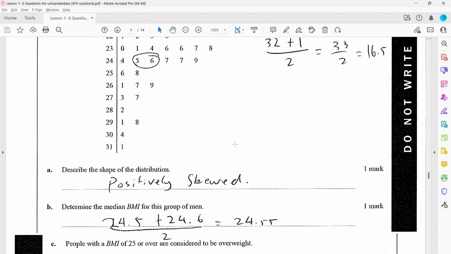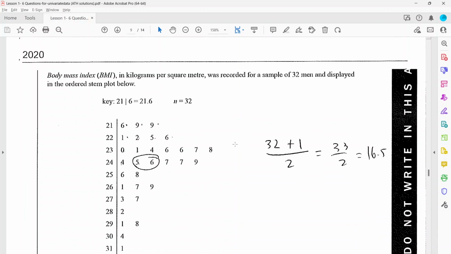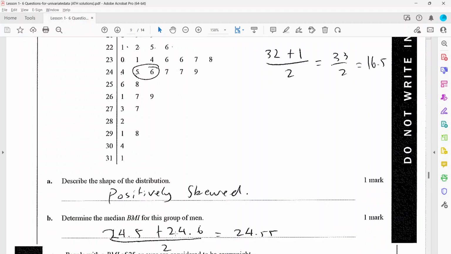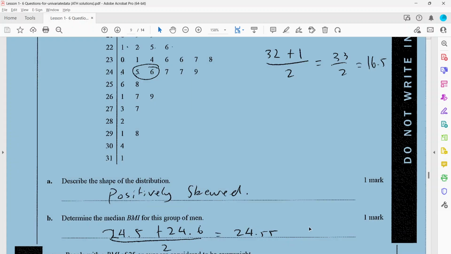Determine the median BMI for this group of men. We know that there are 32 altogether. Okay, so 32 plus 1 divided by 2, 33 divided by 2, 16.5. So I'm going to count in between the 16th and the 17th. 1, 2, 3, and get all the way up to here. So be careful that this is not 5, this is not 6. It's not even 245 or 246. It's using the key. We have our two numbers, which are 24.5 and 24.6. So we've got to find the average of those two numbers, and that's how we get 24.55.